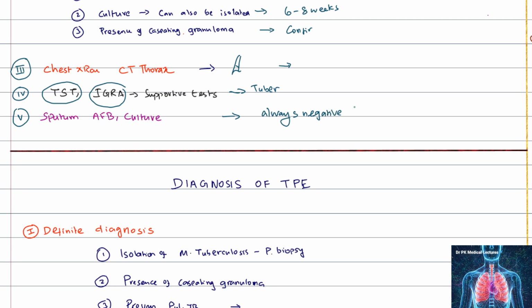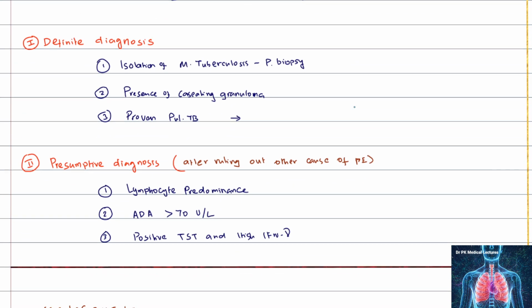So this is regarding the investigations for tuberculous pleural effusion. Coming to the diagnosis of tuberculous pleural effusion, definite diagnosis: isolation of Mycobacterium tuberculosis in pleural biopsy specimen by culture or by CBNAAT confirms the diagnosis of tuberculous pleural effusion. Then presence of caseating granuloma also confirms the diagnosis of tuberculous pleural effusion.